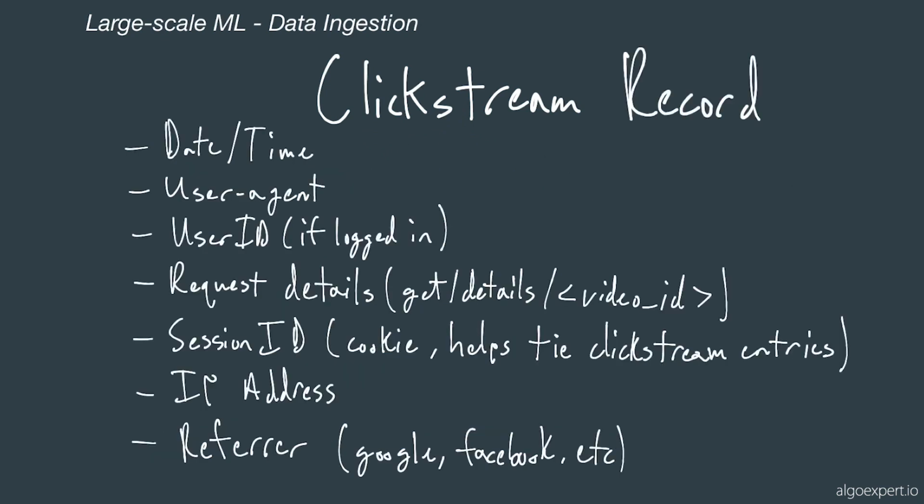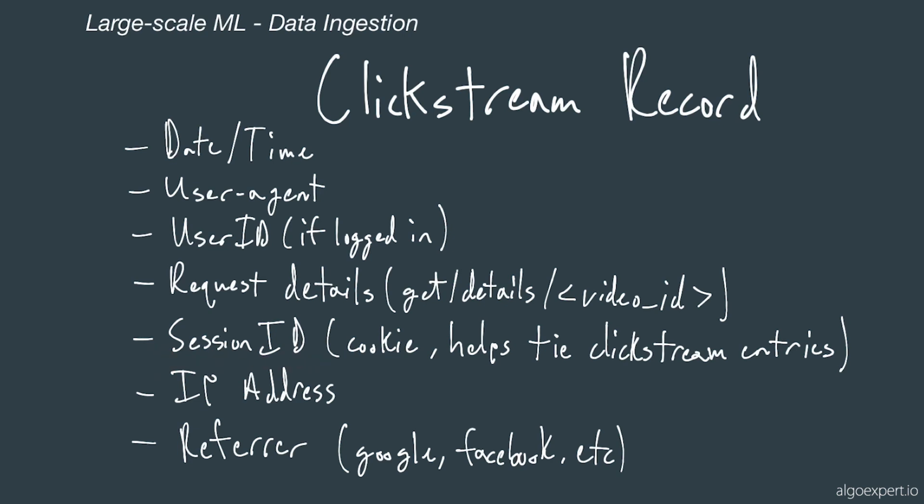Well, in most cases, the clickstream is going to have a record per event, and that event is going to have some date and time in which the event or interaction occurred. It'll have a user agent that'll tell us what type of browser were they using, were they on the mobile app, were they using the desktop version of the web app, things like that. Next up, if they're signed in or logged in, they'll have a user ID associated with their particular click event. We'll also want to capture the request details. What page were they looking at, and where did they click on that page?